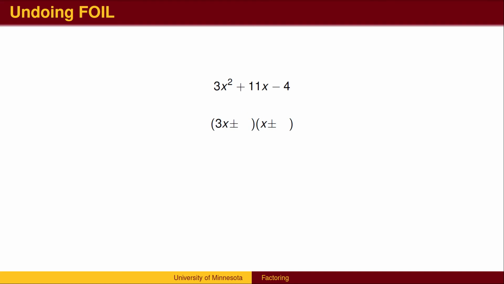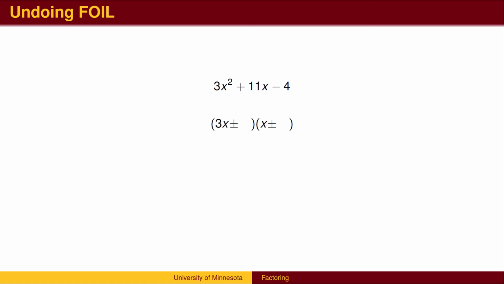In this case, 3 is prime, so 3 can only be factored as 3 times 1. It does not matter in which order we write the factors. All we have to do is figure out how to split the 4. We have two choices, either 1 times 4 or 2 times 2. But we also have a choice as to which factor, the 1 or the 4, pairs with the 3x.